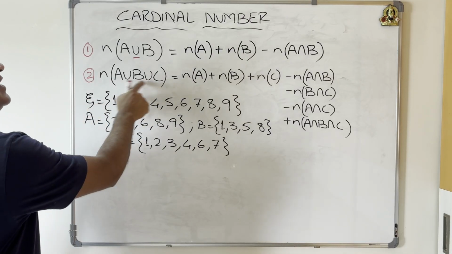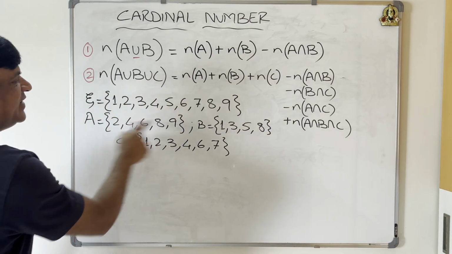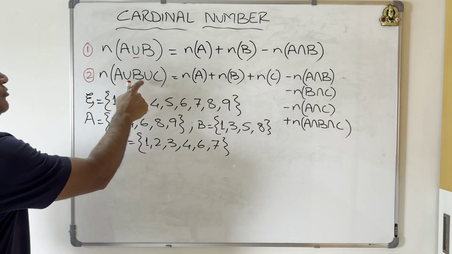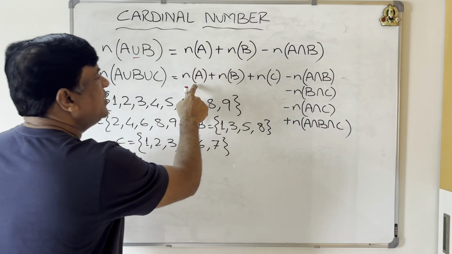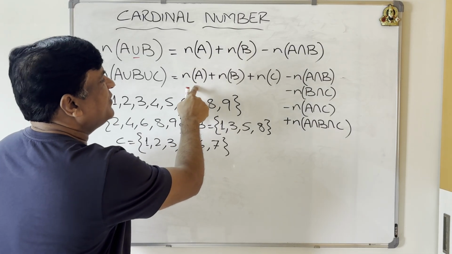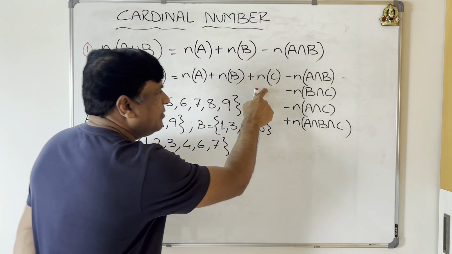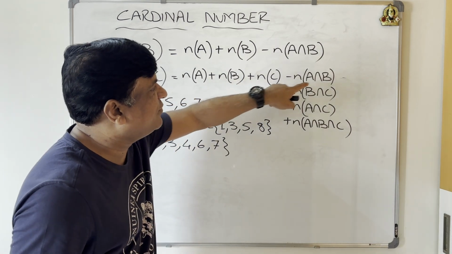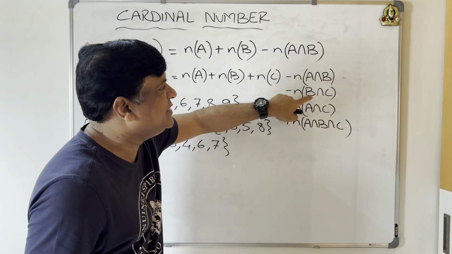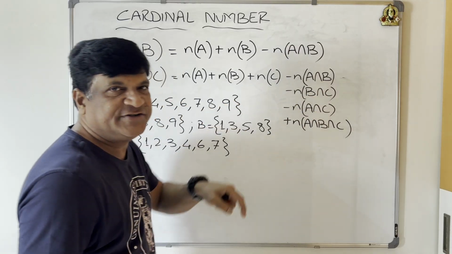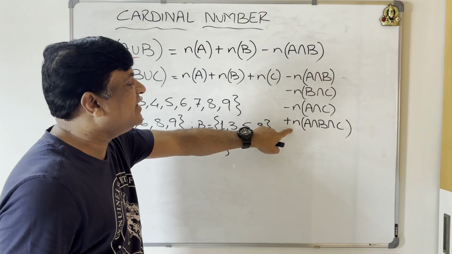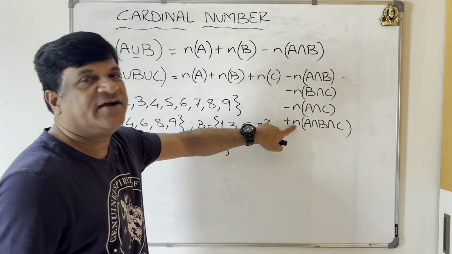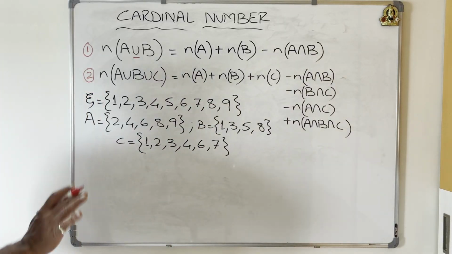Okay. And when there are three sets, A, B and C, the formula is this one. N of A union B union C is equal to the cardinal number of A plus the cardinal number of B plus the cardinal number of C, minus the intersections in pairs, A and B, B and C, and A and C, and you need to add the intersection of all the three sets and find the cardinal number. So that's the formula, you need to remember that.